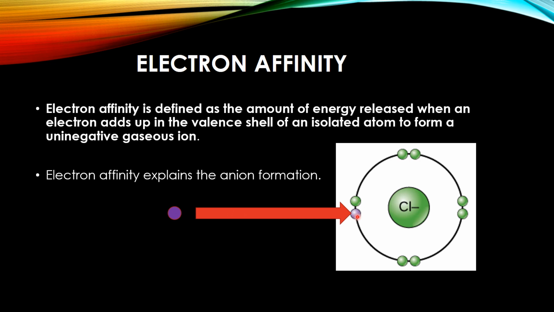And electron affinity explains the anion formation. As you have seen, when we introduce an electron in the shell, the number of electrons will increase over the number of protons. As a result, an anion will be formed.